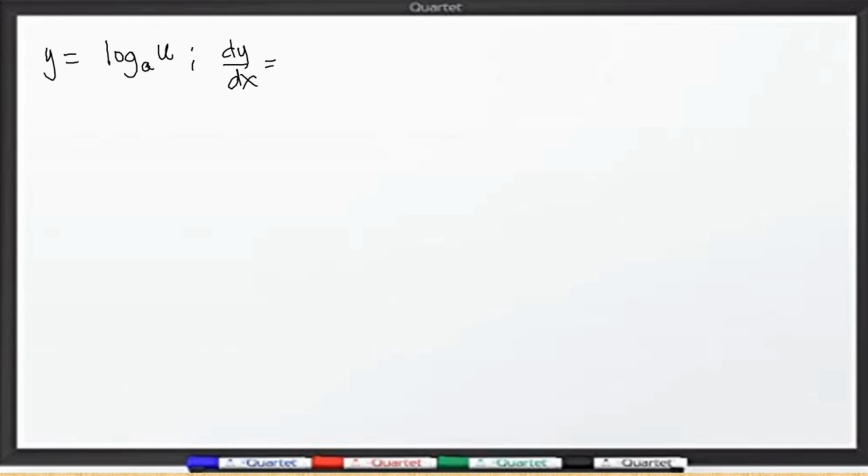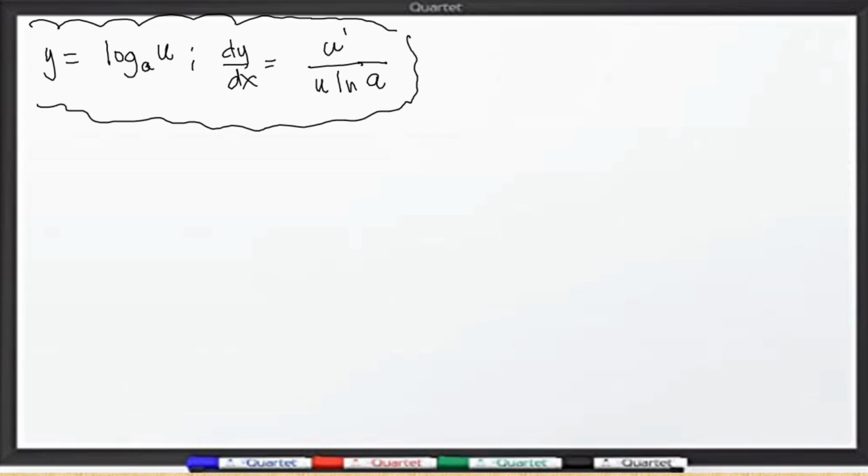So, ganun pa rin. Basically, wala po tayong babaguhin. U prime over u pa rin po. Kaya lang, sa baba, magkakaroon ng ln of the base a. So, this will be our working equation or formula for the logarithm of any base. Actually, yung tinrabaho natin na ln of u, okay, yung derivative po niyan ay u prime over u.